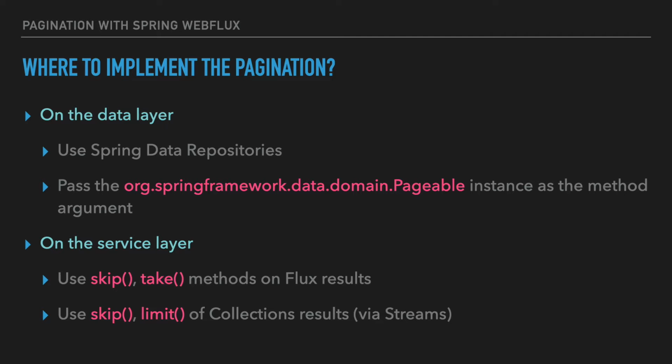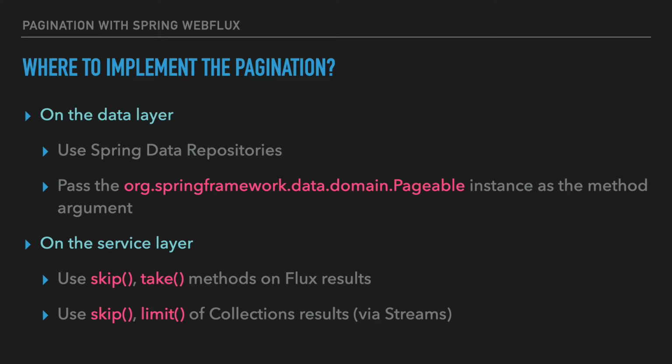Therefore we could use the pagination on a service layer. In this way, the data layer component or repository would only return information based on a search criteria, but not a pagination criteria, and then we could use either Flux skip and take methods, or, if we have a list, we could use skip and limit methods that are available via Stream and Java collections framework manipulations in order to do pagination on the service layer.